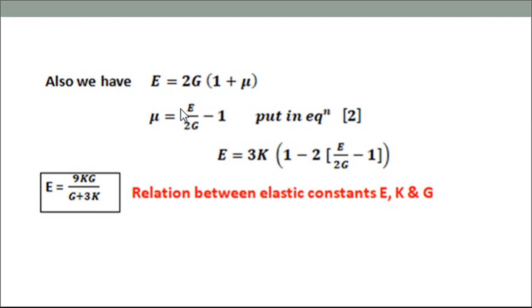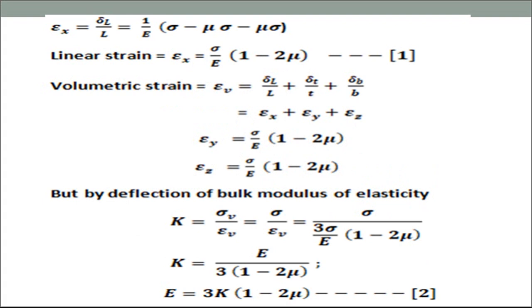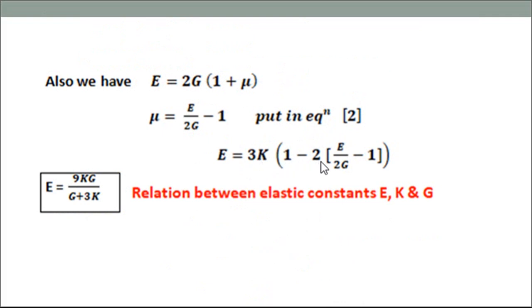As we already know, E is equal to 2G times 1 plus mu, so take mu equal to E divided by 2G minus 1. Put this value of mu in equation number 2. If you put that mu value in this equation, 3K times 1 minus twice mu, and after solving, you will get the formula which is the relationship between modulus of elasticity, bulk modulus, and modulus of rigidity: 9KG divided by G plus 3K, the relationship between elastic constants. Thank you very much.